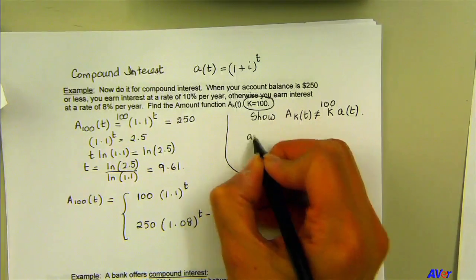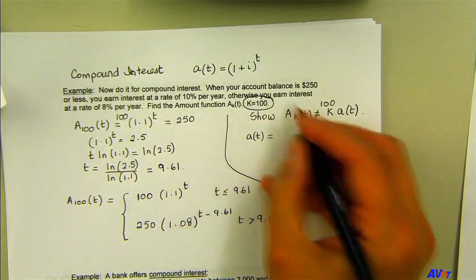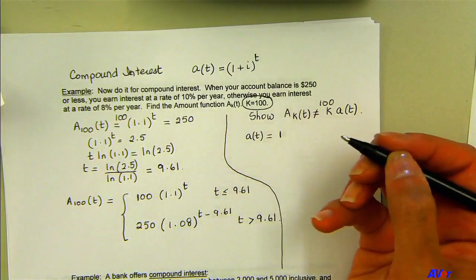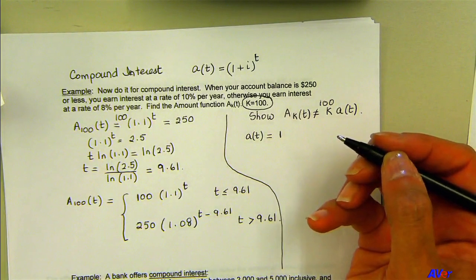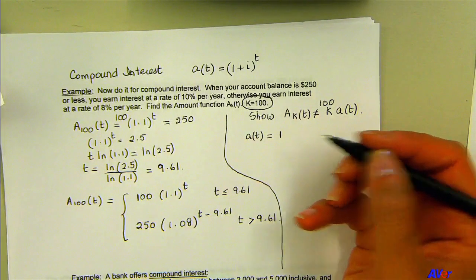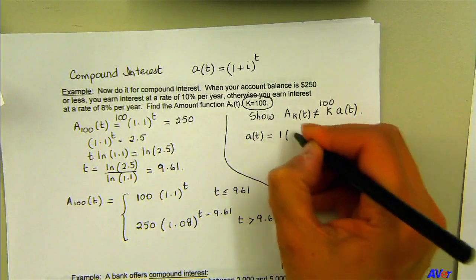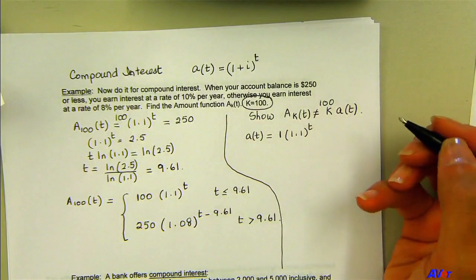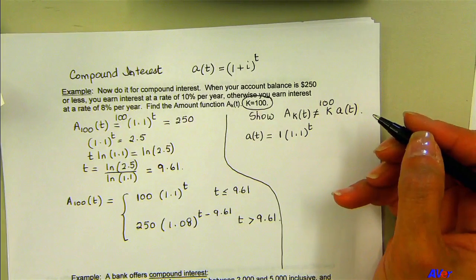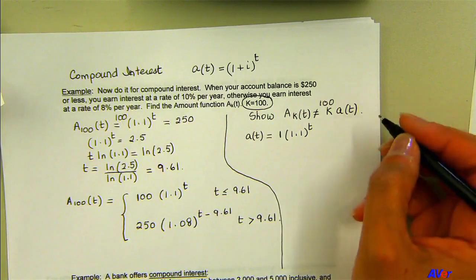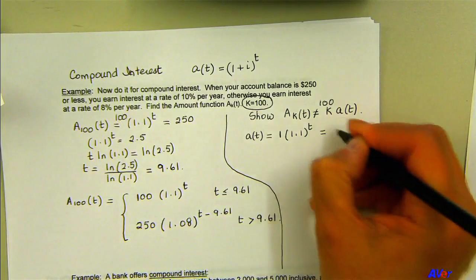A of t equals, start with 1, because little a assumes that you're starting with $1. A of 0 is 1, right? So 1 times 1.1 to the t. I better solve this to see when it hits 250, right? If I start with $1, how many years is it going to take for this to become 250? Set it equal to 250 and solve.